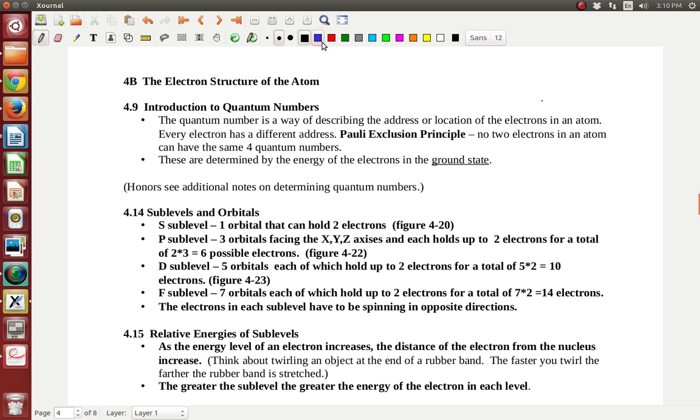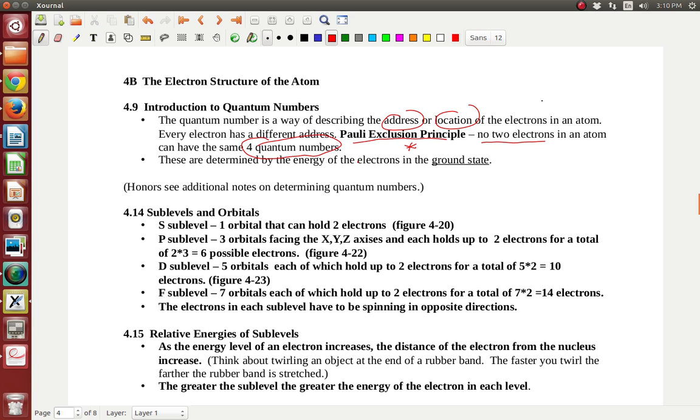Introduction to quantum numbers. A quantum number is a way of describing the address or location of the electrons in an atom. Every electron has a different address. Pauli exclusion principle is one of those terms you need to know. No two electrons in an atom can have the same four quantum numbers. Honors students will be learning what these quantum numbers are, and for Gen Chem, you don't need to worry about it. But you just need to know what the exclusion principle is.